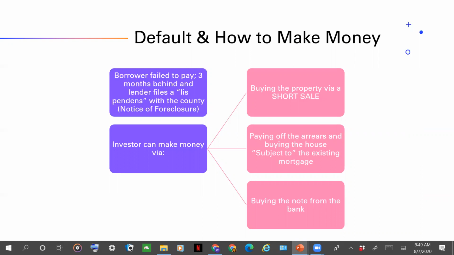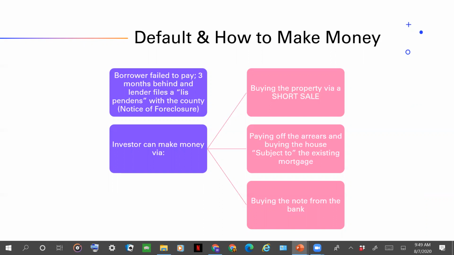One is to buy the property via a short sale. A short sale is you're basically buying the property directly from the owner, but at a price that is lower than the mortgage balance. That's why it's short of the mortgage, and there's a sale between the buyer and the seller. Notice that with a short sale, you're not buying the property from the bank. You're actually buying the property from the seller himself or herself, except that you need the approval of the lender.